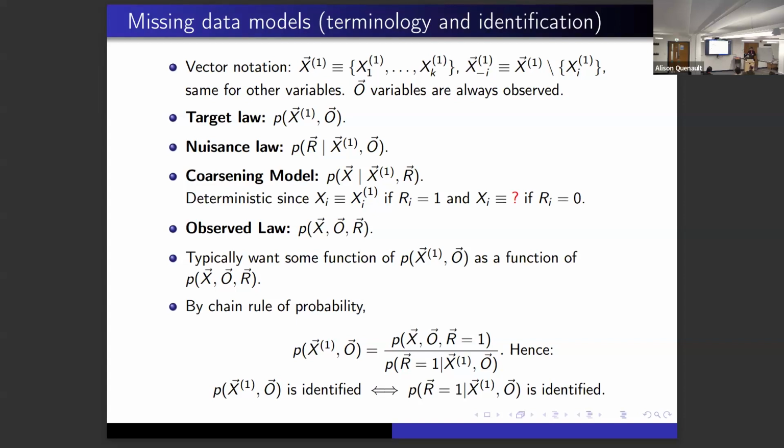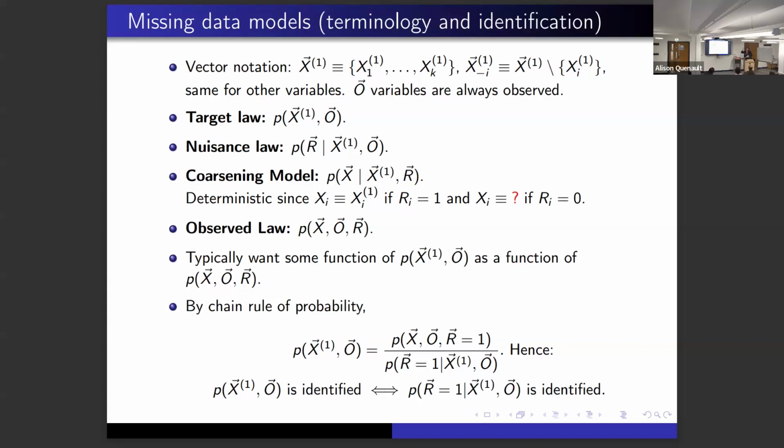The nuisance law is just what they call a propensity score in causal inference, except that there is a vector of R's. Remember, R's are observability indicators. Because I have multiple missingness variables, I have multiple indicators. So I have this high-dimensional quote-unquote treatment. And this depends on underlying variables and observed variables. And so because it depends on potentially missing variables, it's not potentially identified.